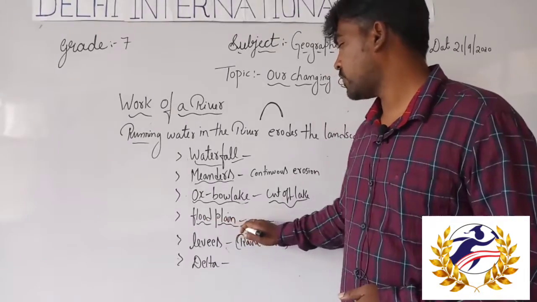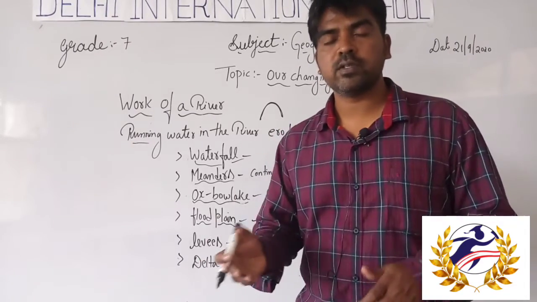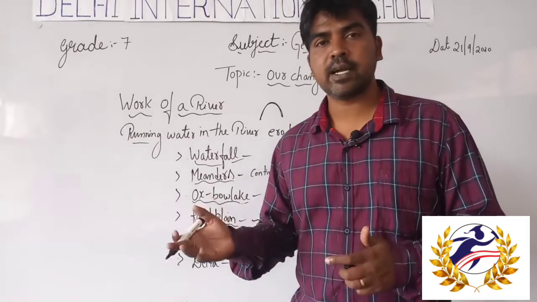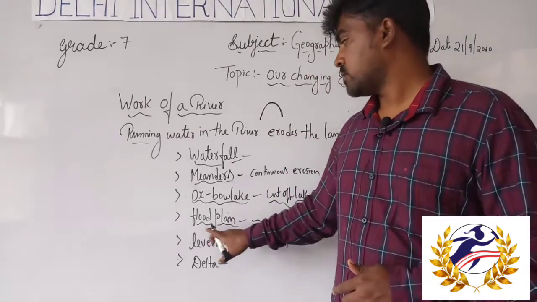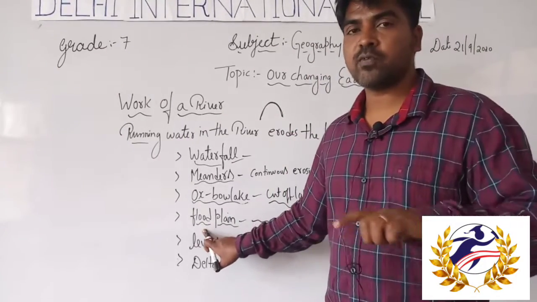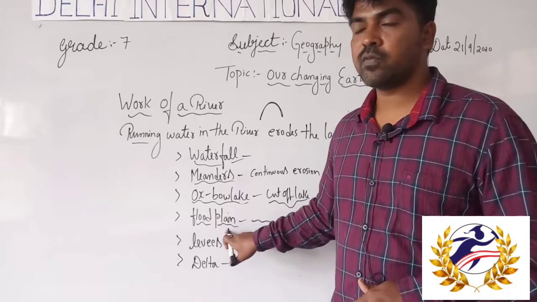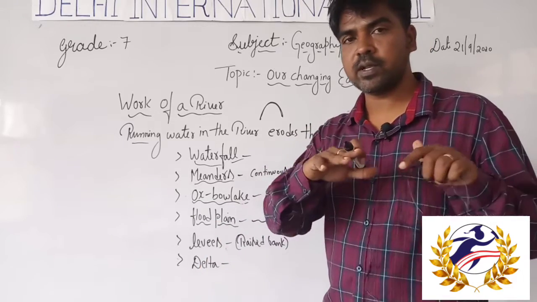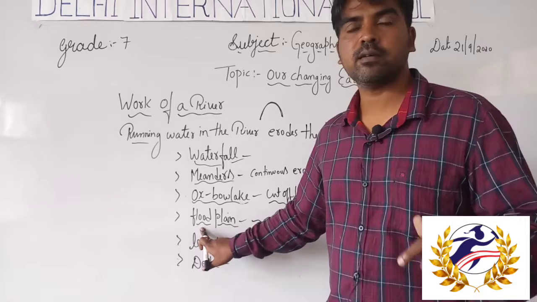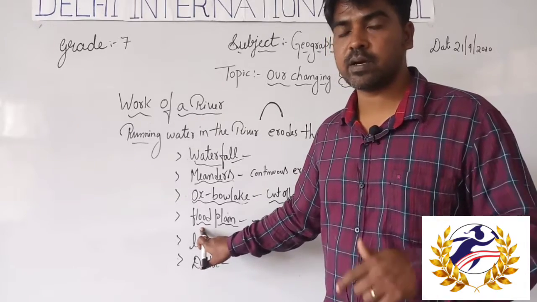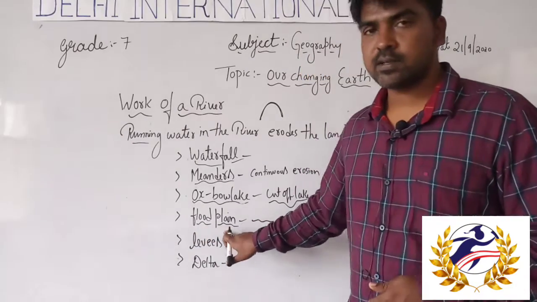Next is floodplain. Plain means level, low-lying area. When the river flows, it will deposit some amount of sand or soil. We used to call it silt in geographical terms. In such cases, the plains formed due to the work of the river are called floodplains. Usually the water flows from highland to lowland, from mountain regions to lowlands. The rivers deposit some amount of soil, silt, and due to this process, the floodplains are formed.